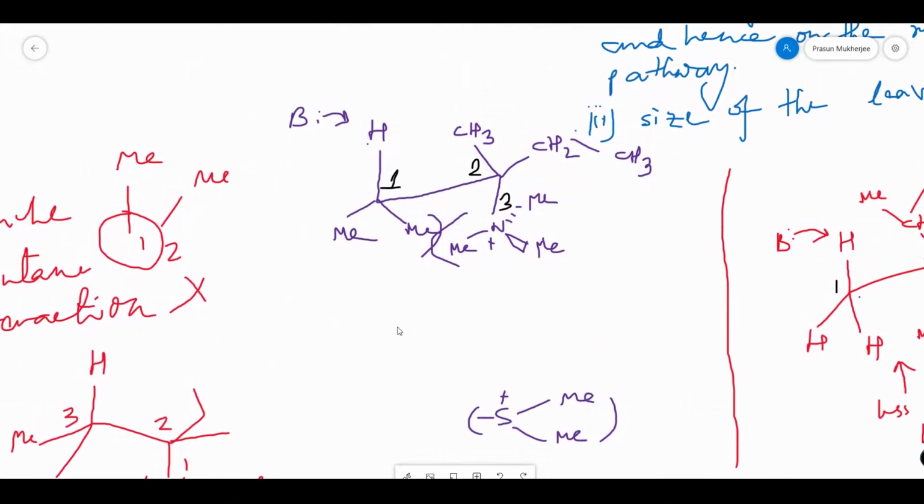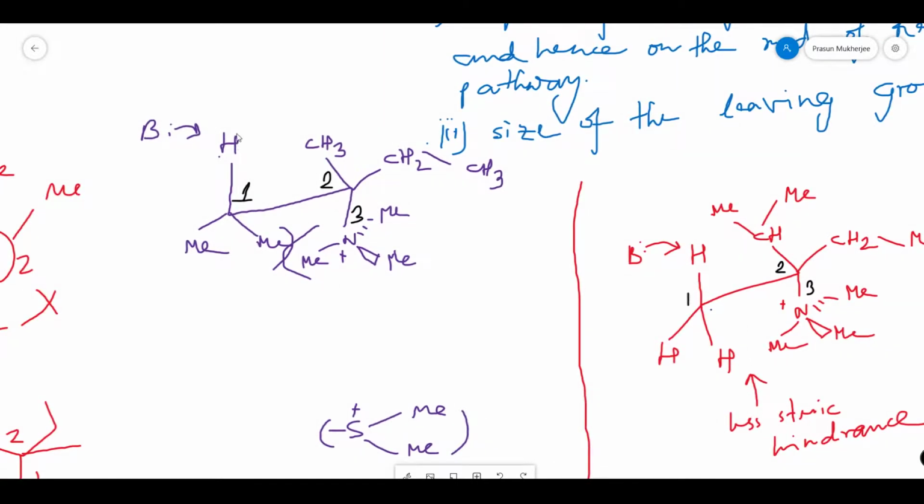So 1,3 syn diaxial interaction between this methyl group and this methyl group takes place when the molecule remains in this conformation. In this case the hydrogen is the least acidic hydrogen. We are now considering the steric attribute, so let's forget about the acidity of the hydrogen. So this is a possibility. In this case we can see that it is very unlikely because of the 1,3 syn diaxial interaction.